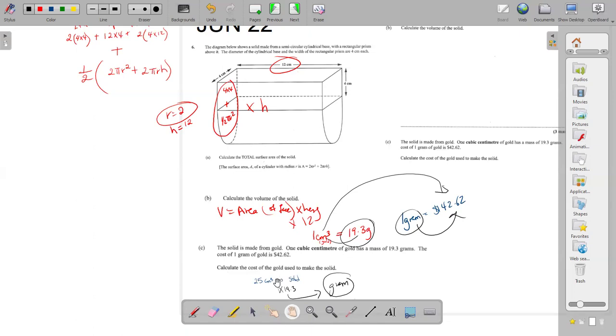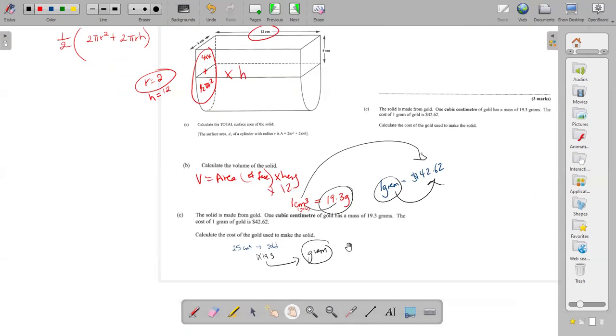Why would you divide? You don't turn it into grams. 1 gram is 4260. So you just multiply it by 4260 to find out. For every 1 gram, you pay 4260. So if you got 12 grams, it ain't gonna be 12 times this. You got it?